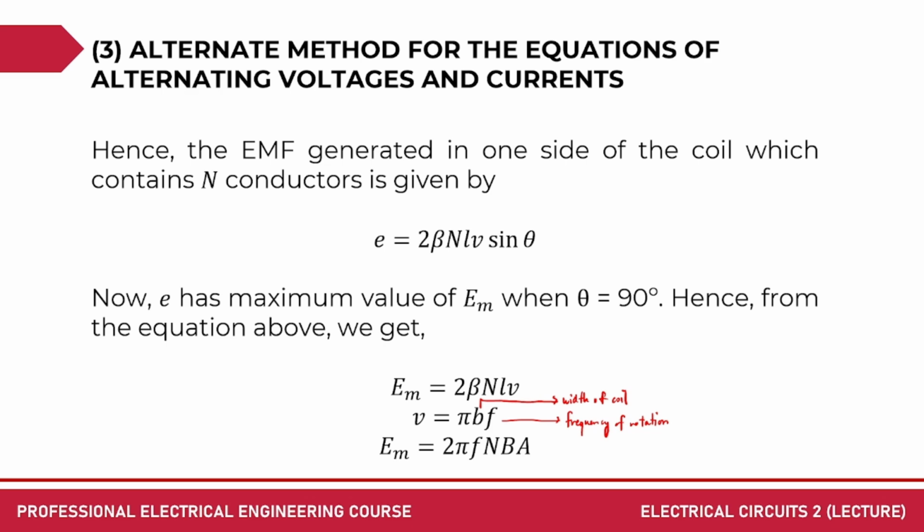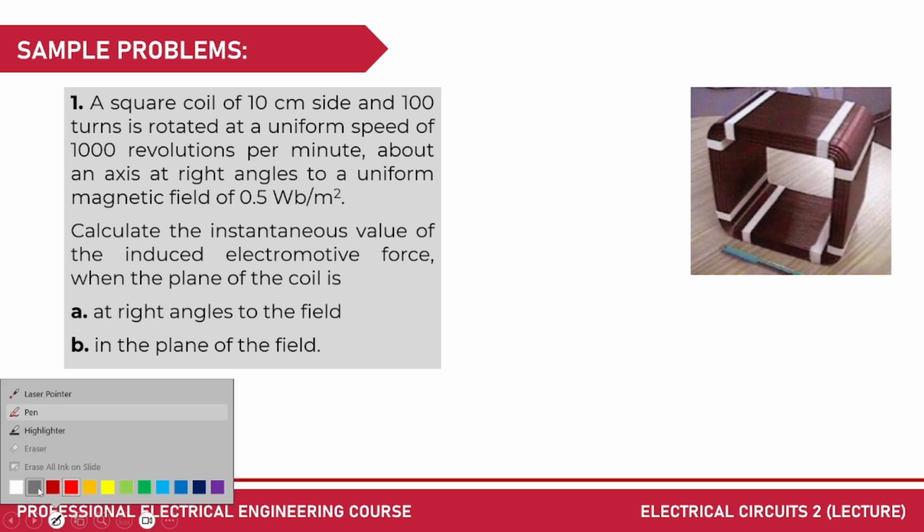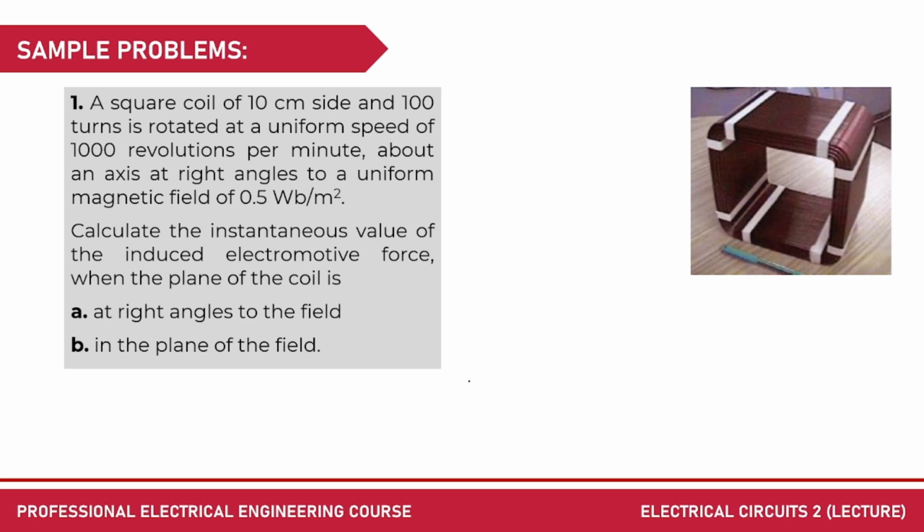Now let's go with this. A square coil of 10 centimeters side and 100 turns is rotated at a uniform speed of 1,000 revolutions per minute about an axis at right angles to a uniform magnetic field of 0.5 Weber per square meter. Calculate the instantaneous value of the induced electromotive force when the plane of the coil is first at right angles to the field and then in the plane of the field. Okay, so let's go with this one first.